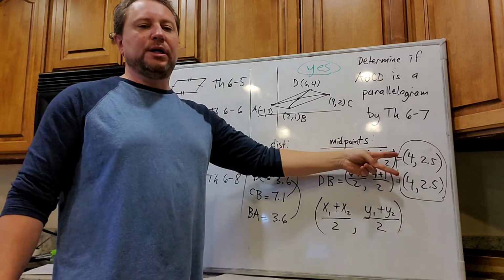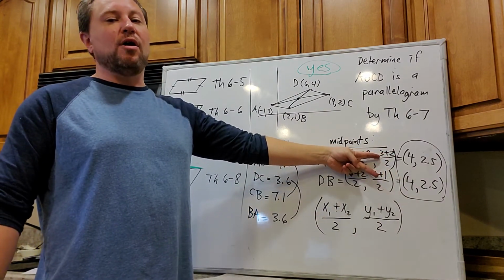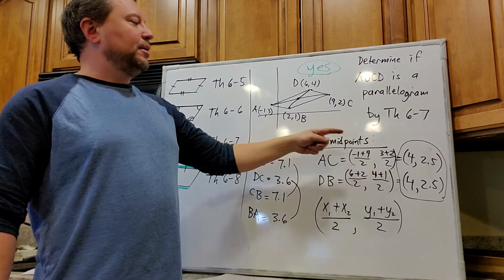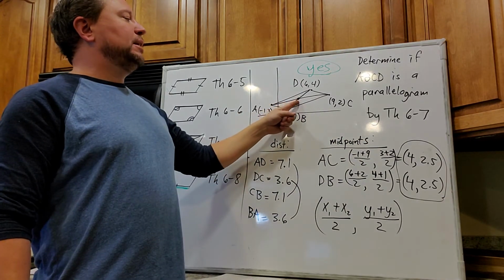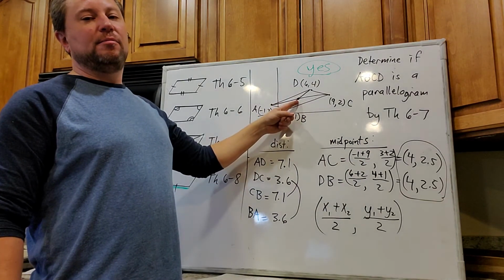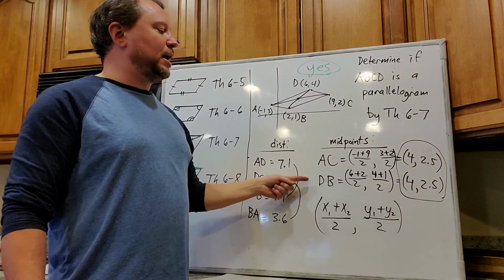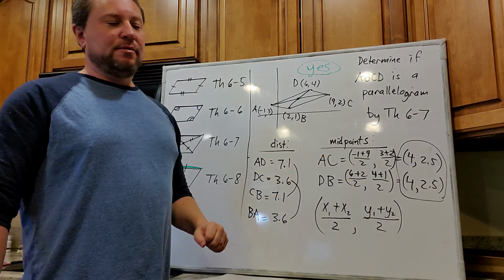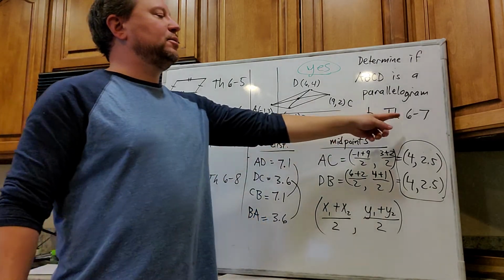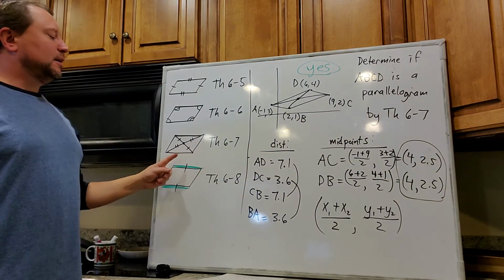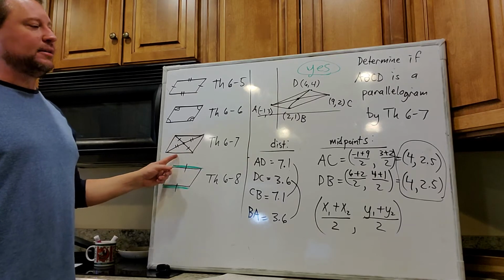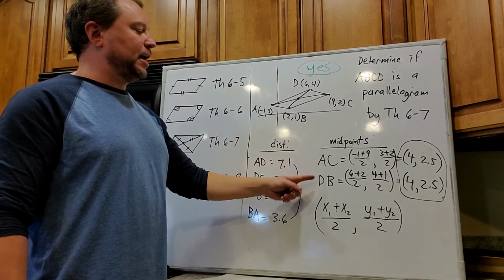If the coordinates of your two midpoints are not exactly the same, then it would be a no, because we need that point to be shared by both diagonals, and it needs to be the midpoint of both diagonals. So that's if they ask you to do it by theorem 6.7. That's how we show the diagonals bisect, by checking the midpoints of the diagonals.